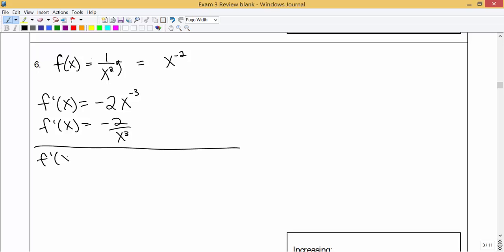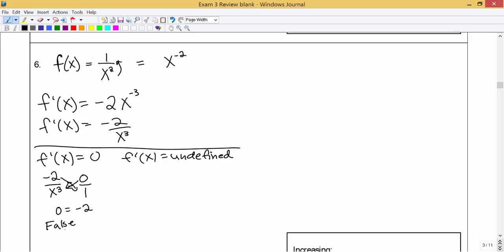We're looking for two things. We're looking for where the first derivative is 0 or where the first derivative is undefined. Let's set the first derivative equal to 0. We write 0 as a fraction and cross multiply, so we get 0 equals negative 2. We said if we get a false statement without a variable, then whatever we were looking for, there are none. So there are no x values that give a first derivative of 0.